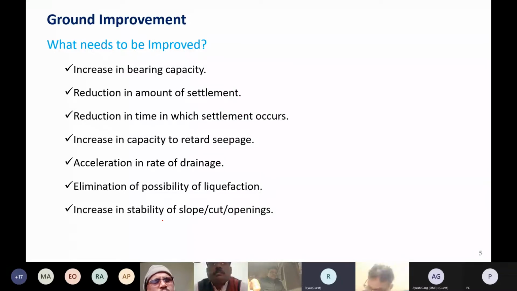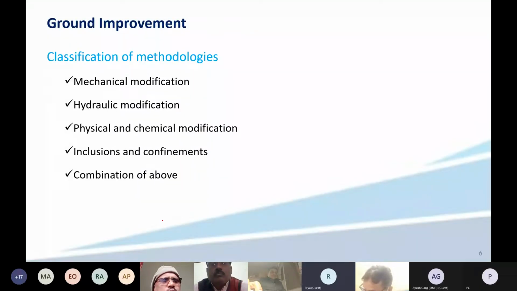It also helps in increasing the stability of your slopes: natural slopes, man-made slopes, open cuts, vertical cuts, openings. So it can be tailored as per the requirement of the site, the requirement of the project. Now, let's look into how exactly these methodologies can be classified.